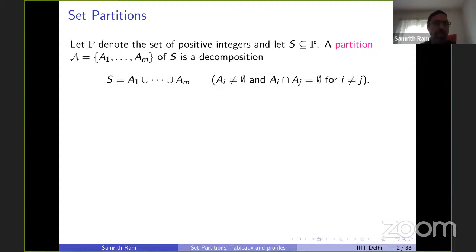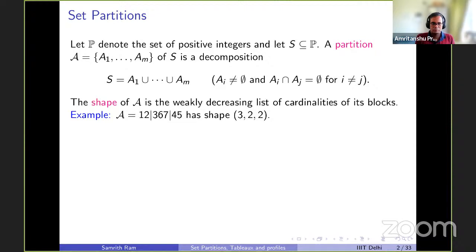So let P denote the set of positive integers and S be some subset of P. A partition of S is simply a decomposition of S into subsets A1 up to AN that are pairwise disjoint and non-empty. The shape of a set partition is simply the list of cardinalities of its blocks sorted in weakly decreasing order. For instance, if A is the set partition whose blocks are 1, 2, 3, 6, 7, and 4, 5, then it has shape 3, 2, 2.